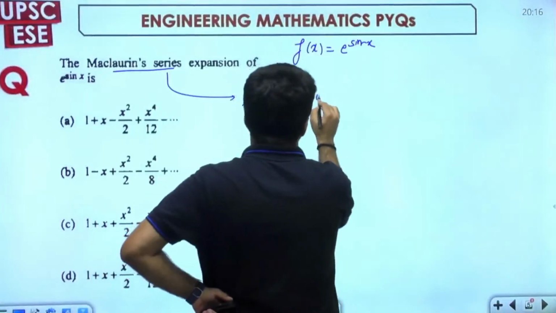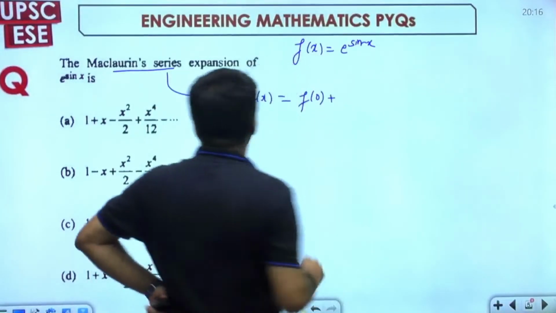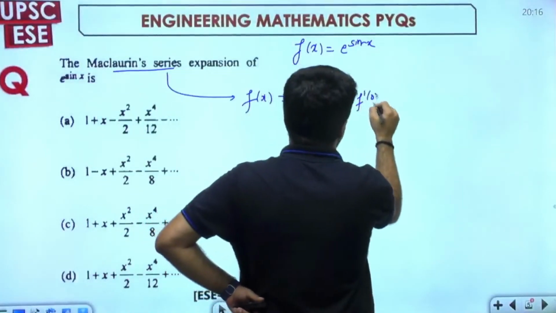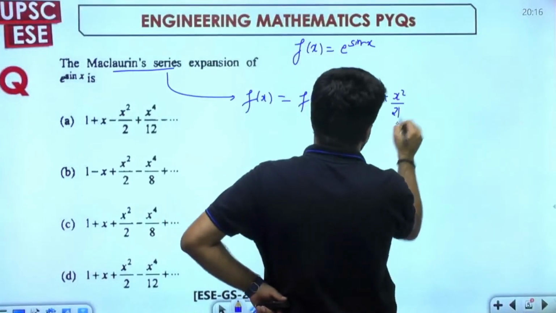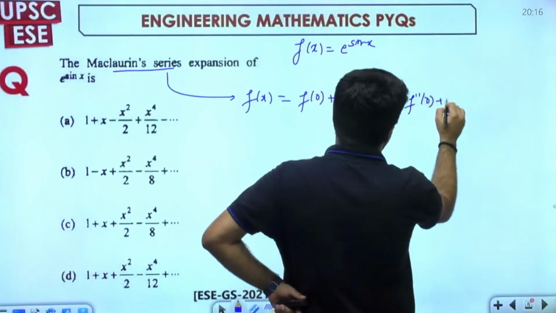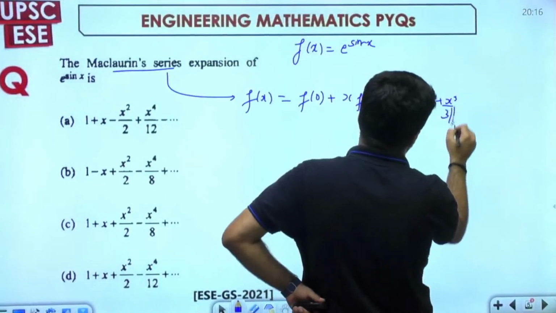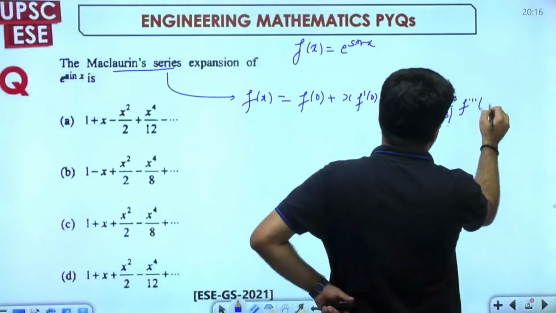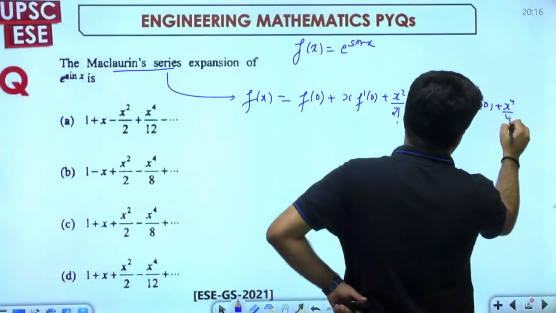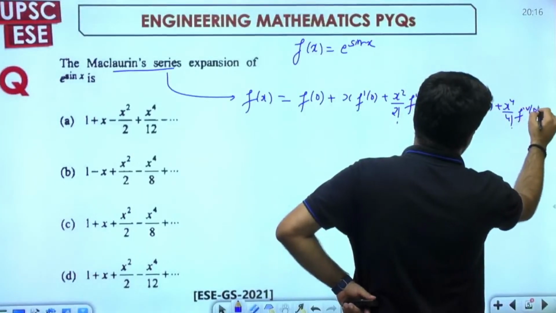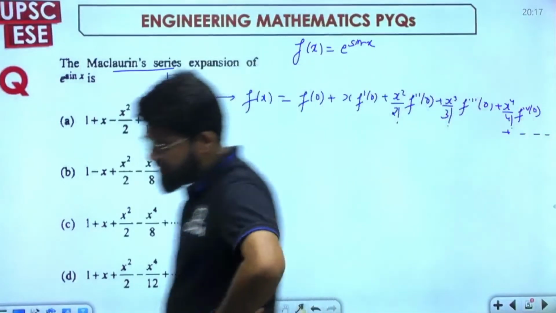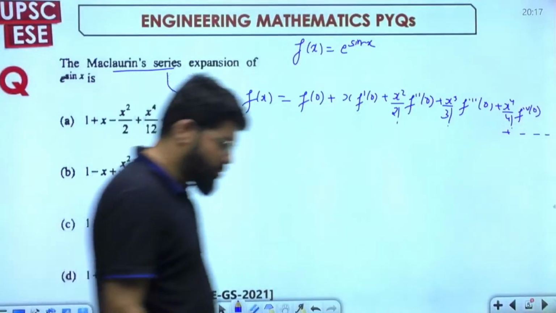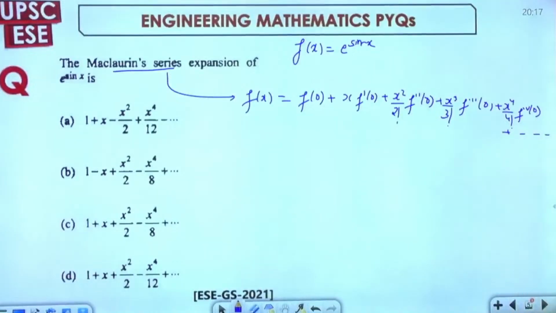The Maclaurin expansion says that a differentiable function f(x) can be expanded as f(0) plus x f'(0) plus x square by factorial 2 f''(0) plus x cube by factorial 3 f'''(0) plus x power 4 by factorial 4 f4(0) plus etc etc etc. This is what it is, correct?